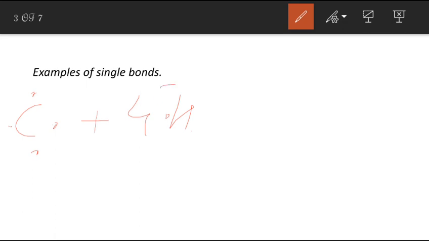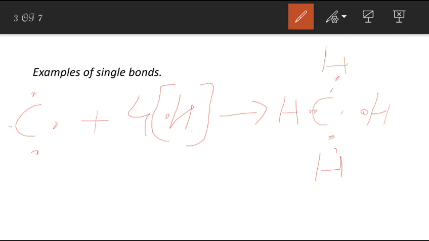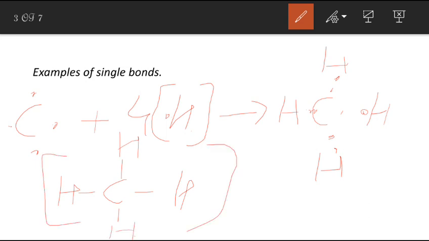Hydrogen is having only one electron. So 4 into H means 4 times hydrogen, 4 hydrogen atoms. They will form a bond in this way. 4 atoms of hydrogen will be placed at the 4 sides of the carbon atom. Carbon is having 4 electrons and each hydrogen is having one electron. The bond will be formed in this way. This is the structure of methane.